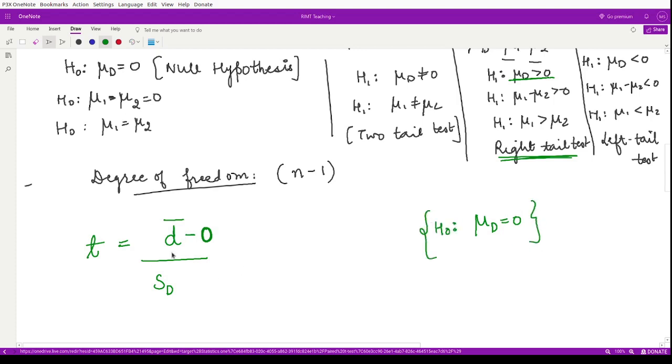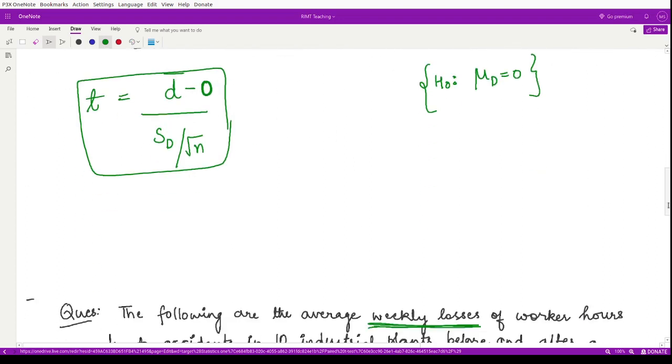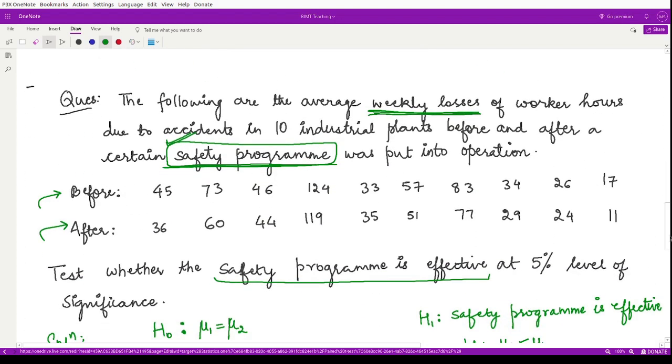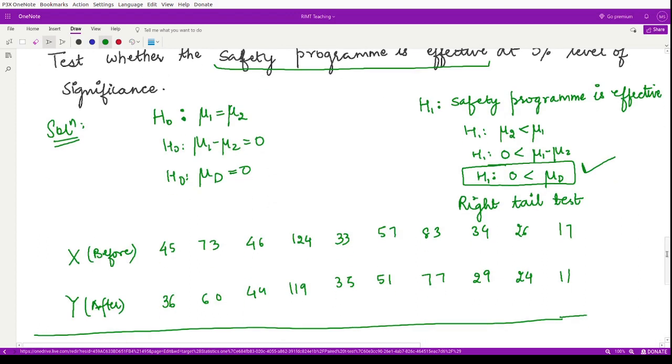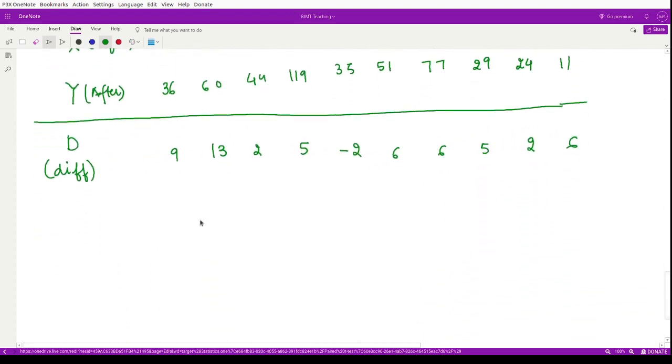So according to this, this t would be calculated by d bar minus 0 divided by the standard deviation divided by the square root of the number of elements present in the sample. So this would be your test statistic in this case. For that we would require to compute the average and the standard deviation of this newly created random variable.